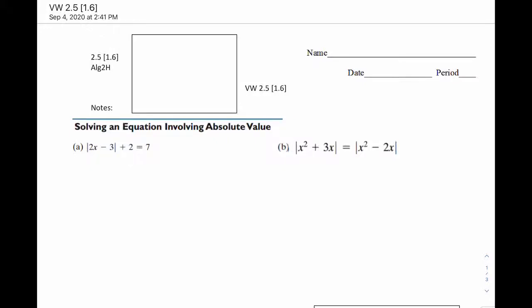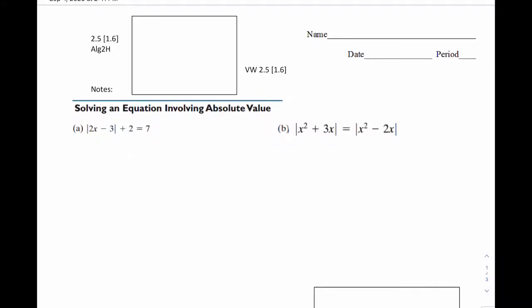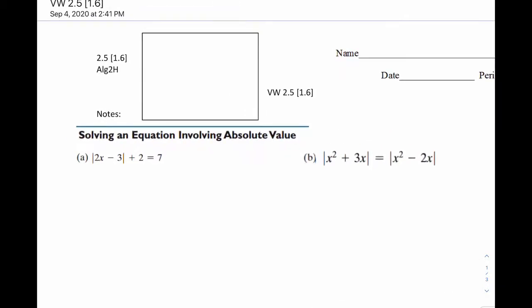Welcome to VW 2.5. Today we're going to be talking about absolute values. So to start, let's write this down in our notes.